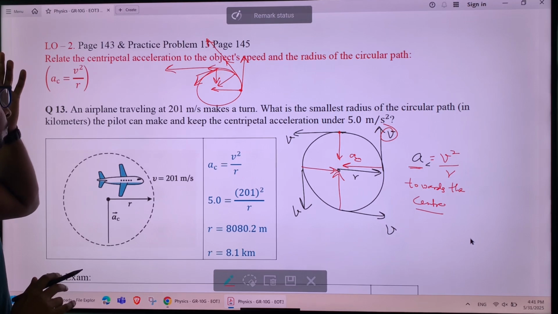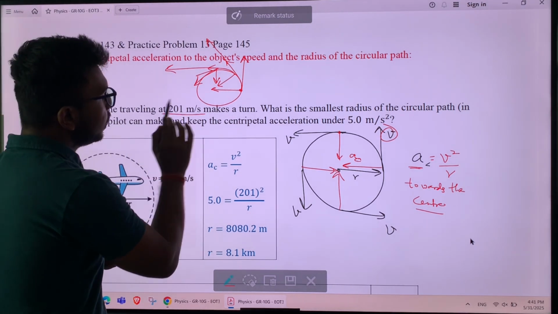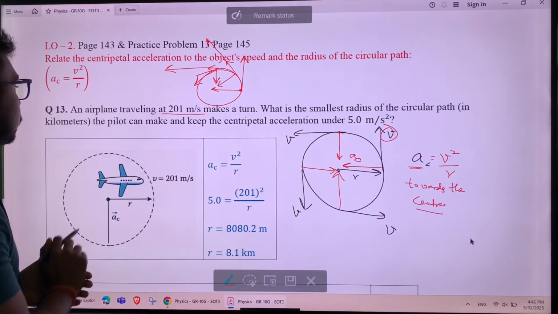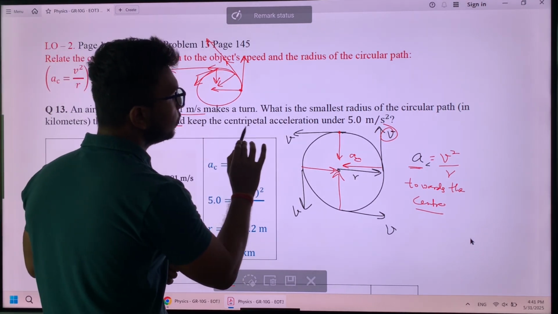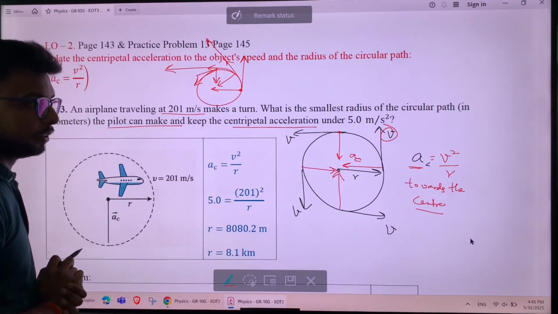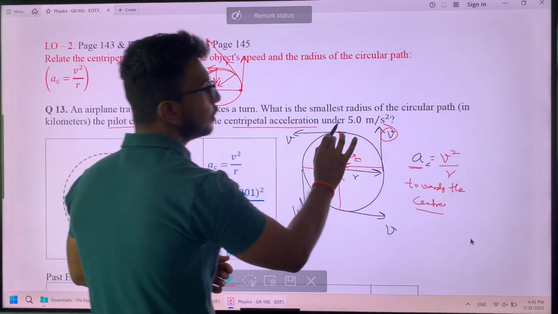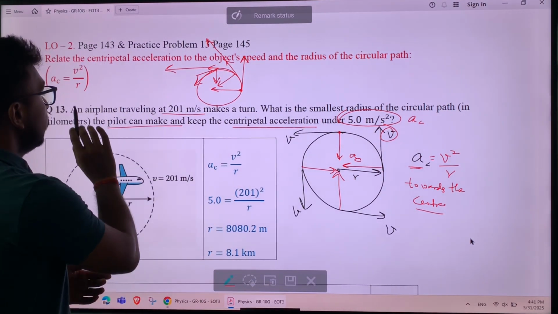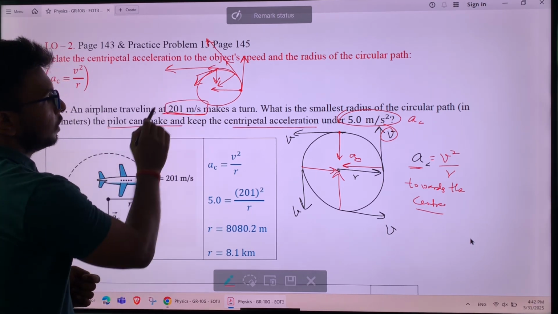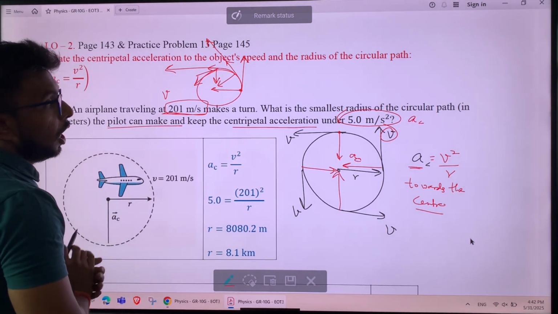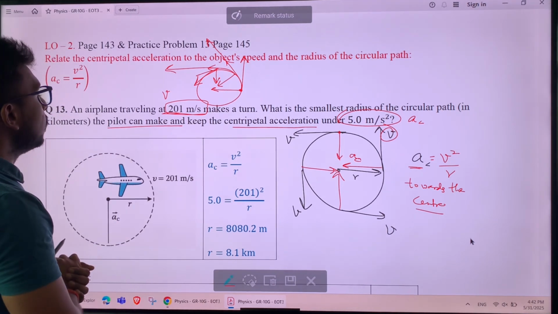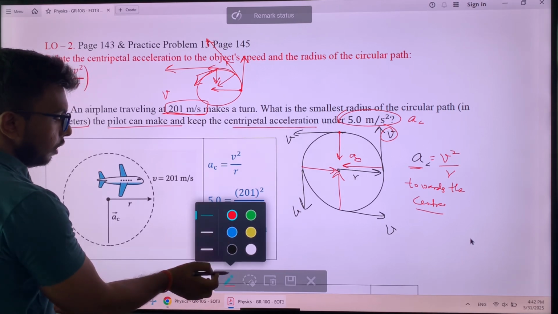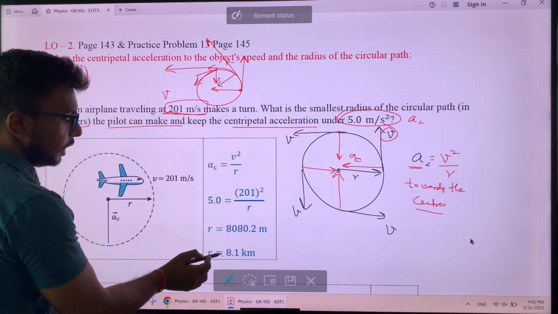The question: an airplane traveling at 201 meters per second makes a turn. What is the smallest radius of the circular path the pilot can make and keep the centripetal acceleration under 5 meters per second square? So they have given us the acceleration, which is 5 meters per second square. They have given us the speed, 201 meters per second, that is the velocity. What is the smallest radius of the circular path in kilometers? That means I have to find my answer in kilometers.